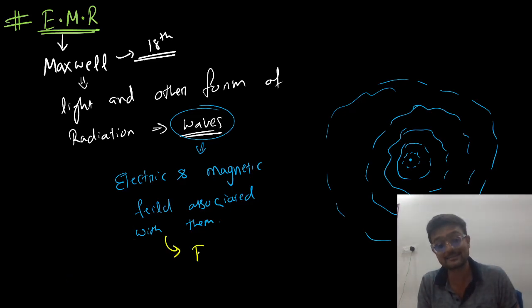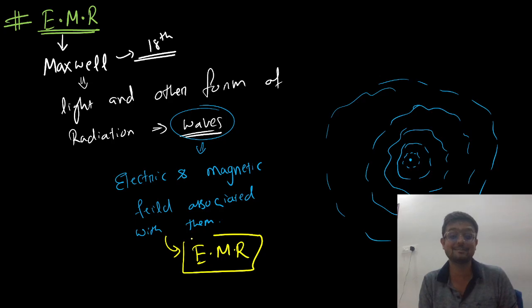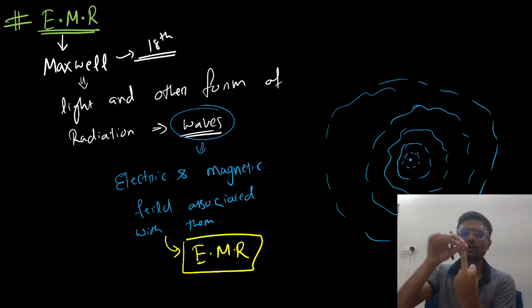are known as electromagnetic waves, or electromagnetic radiation, both are the same thing. I hope this is clear. What is electromagnetic radiation? Electromagnetic radiation or electromagnetic waves is a form of light or any radiation which has two major components. One is the electric field component, one is the magnetic field component.